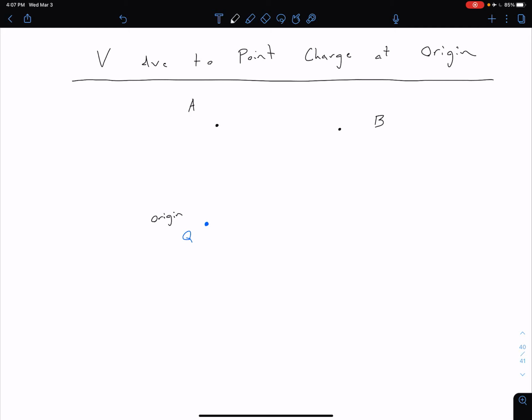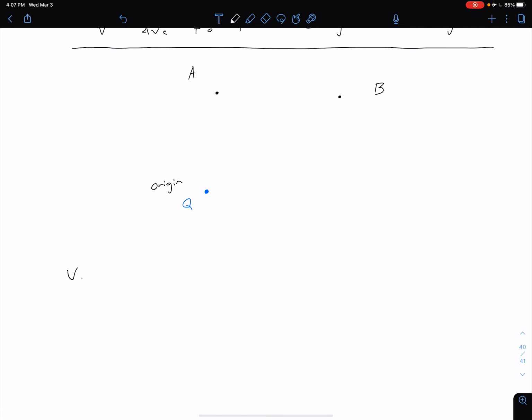Let's consider how we would find the potential between 2 points A and B due to some point charge Q, which is located at the origin. So what we're going to want to do is utilize that integral equation from the previous video. So we had said that our VAB is equal to negative the integral from some starting point to some ending point of E dot dl.